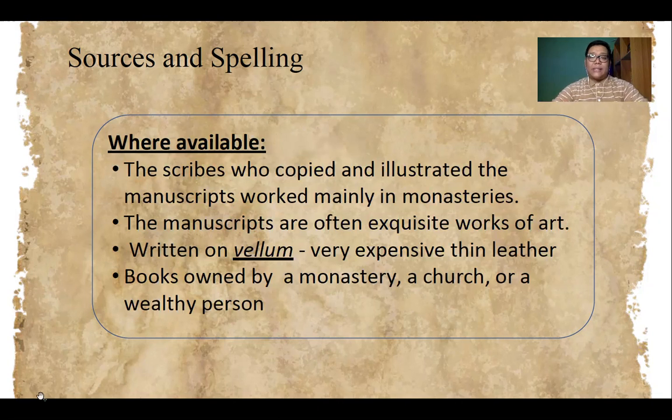Where are these texts available? Now, Old English texts are available in various sources. There were scribes who copied and illustrated the manuscripts, who worked mainly in monasteries. And these manuscripts are often exquisite works of art. These manuscripts were also written on vellum, a very expensive thin leather. And some sources of these Old English texts were from books owned by monasteries, churches, or wealthy individuals.